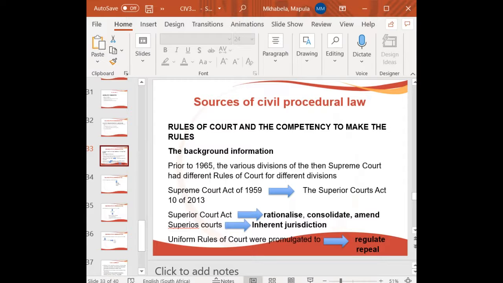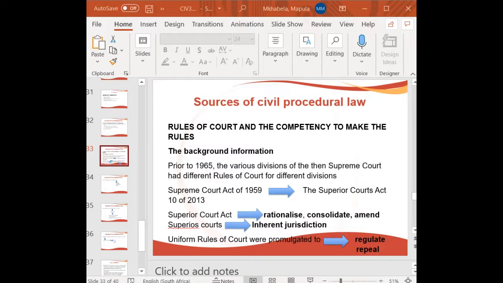So I would like to emphasize that the main statutory sources for the purpose of civil procedure are the Superior Courts Act 10 of 2013, which replaced the Supreme Court Act 59 of 1959, the Magistrates' Courts Act 32 of 1944 and rules, and also the Constitution of the Republic.